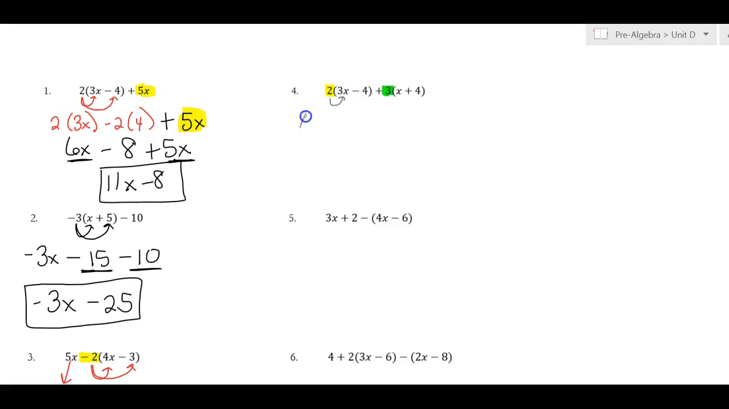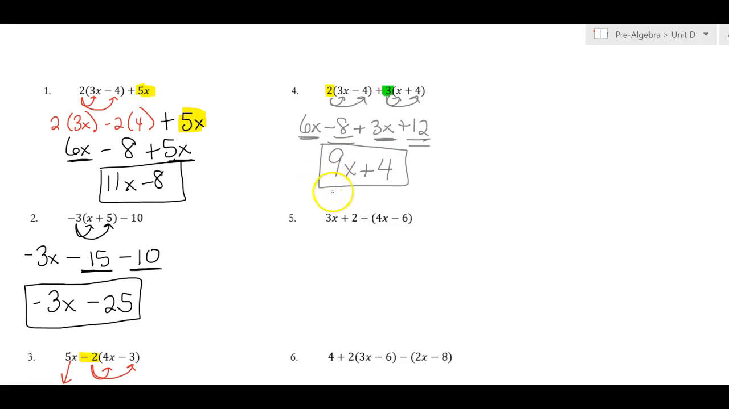So you should have distributed and got 6x minus 8, and then I'm going to distribute the next one, 3x plus 12. Now I need to combine my terms. A 6x and a 3x give me a 9x. And then negative 8 and a positive 12. Different signs subtract. And so it's 4. And since 12 is bigger, it's positive 4.